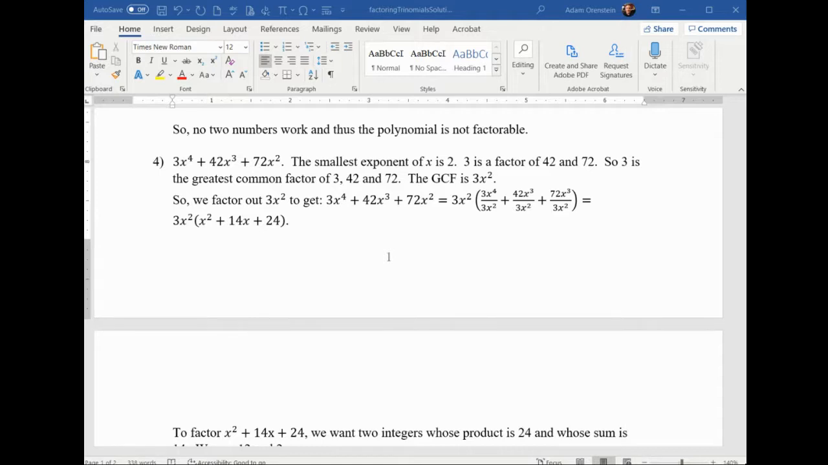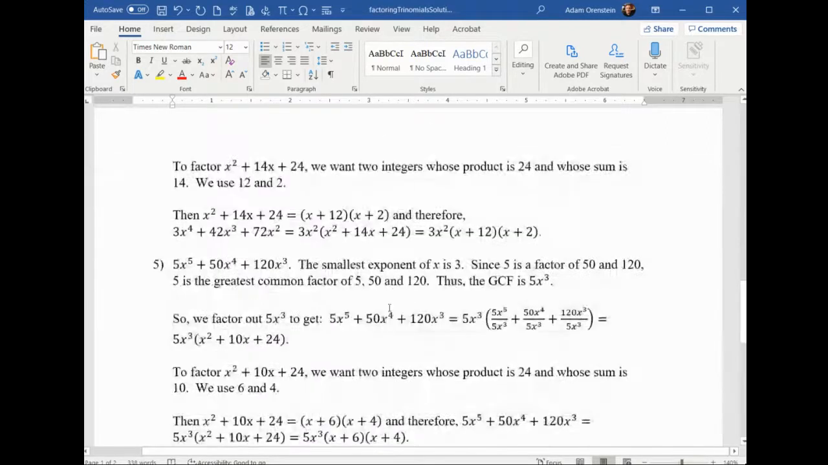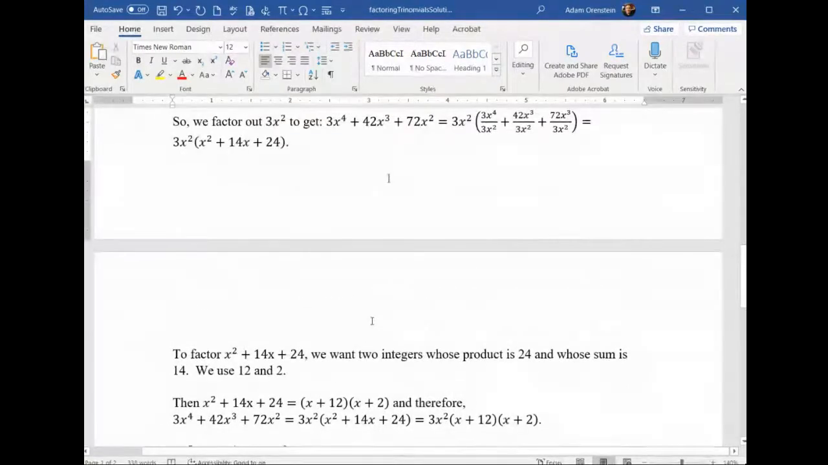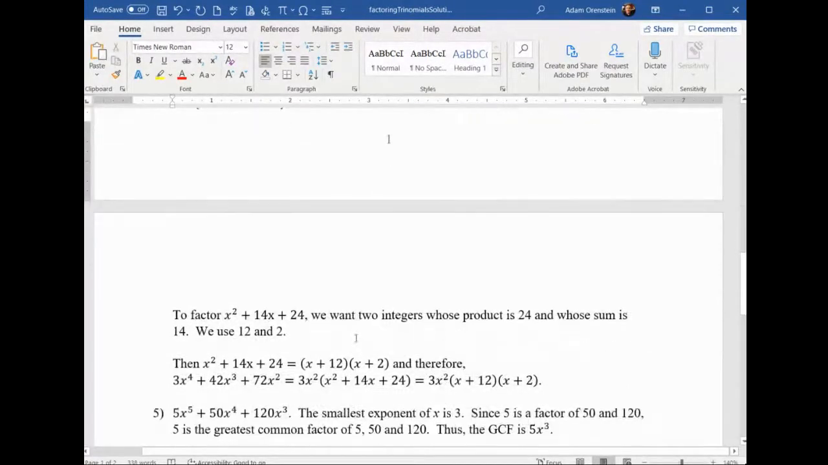Now, are we done with this? No, we have to see, is x squared plus 14x plus 24, can that be factored? Well, it turns out that yeah, because we want two numbers whose product is 24 and the sum is 14.